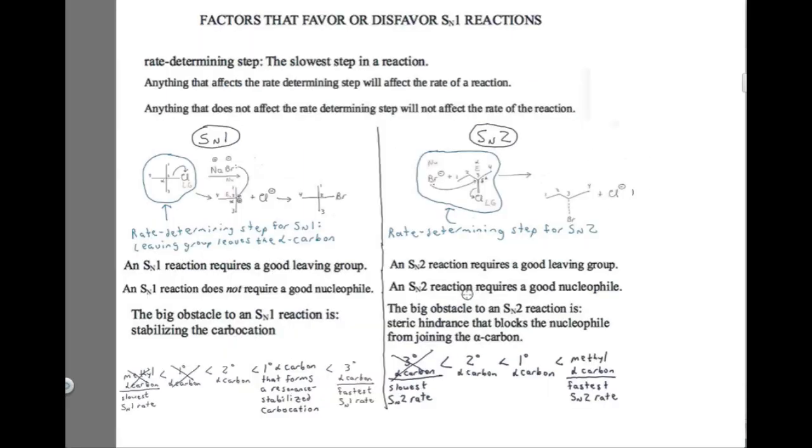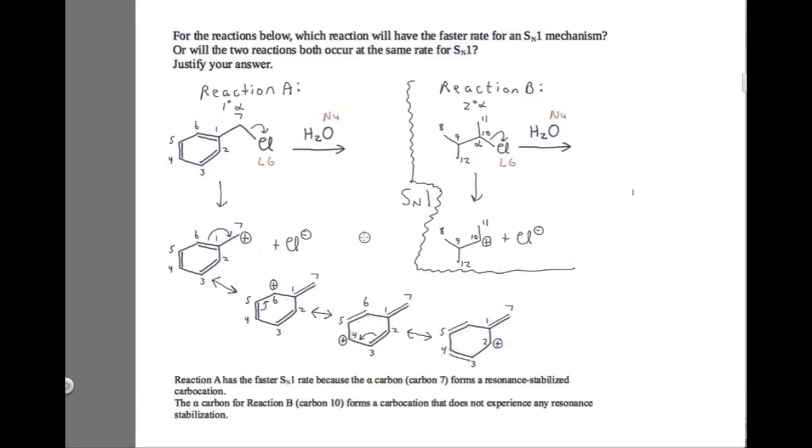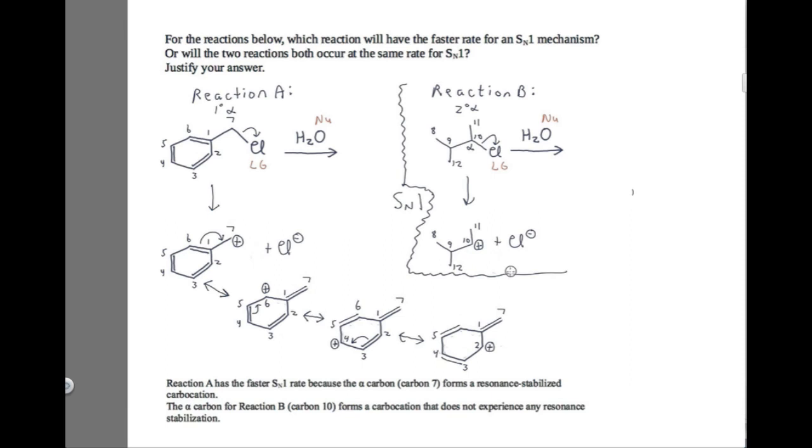Remember that the big obstacle to an SN1 reaction is stabilizing the carbocation. But the big obstacle to an SN2 reaction is steric hindrance that blocks the nucleophile from joining the alpha carbon. So when we worked on this problem that involved an SN1 mechanism, we focused on which reaction would have a more stabilized carbocation intermediate, because the big obstacle to SN1 is stabilizing the carbocation.